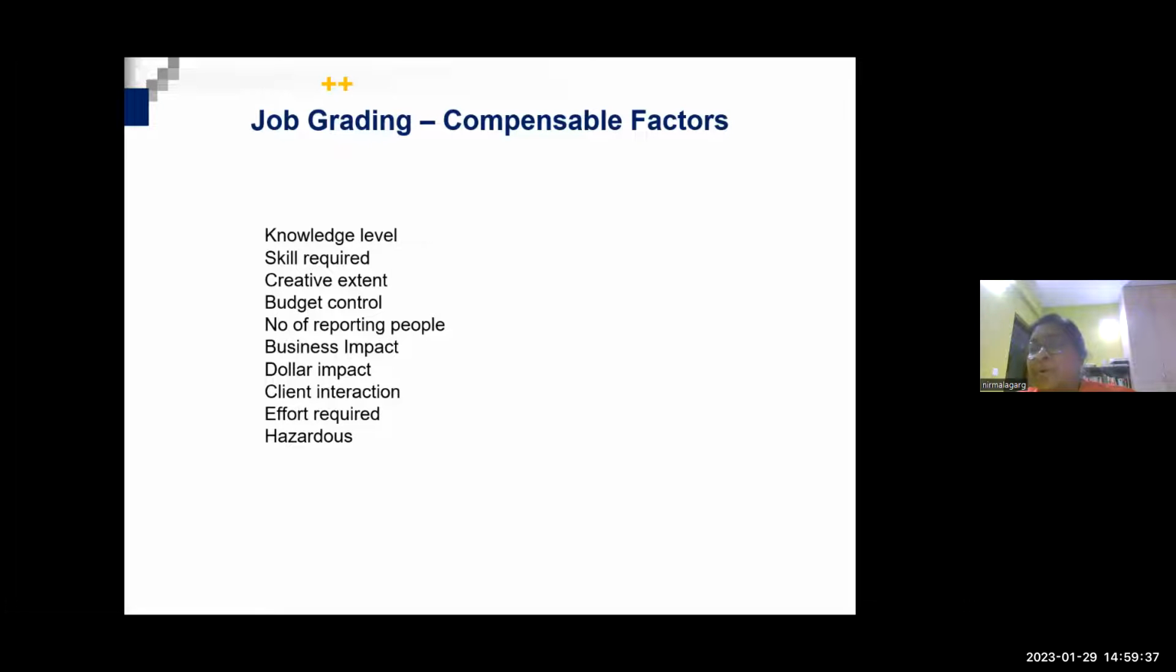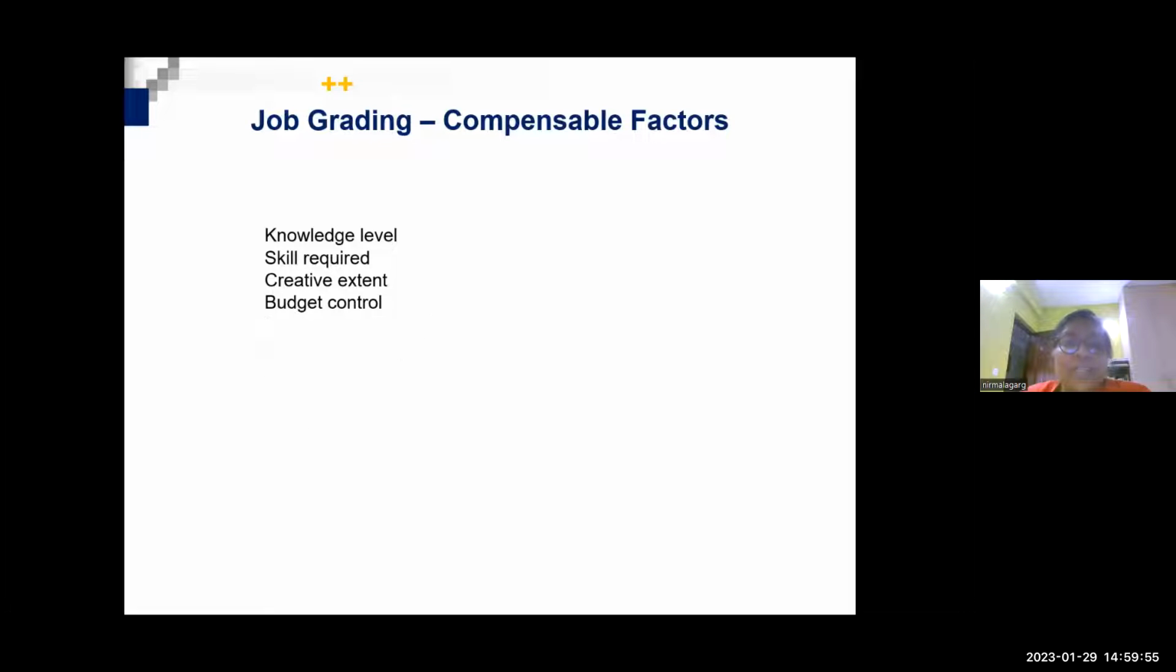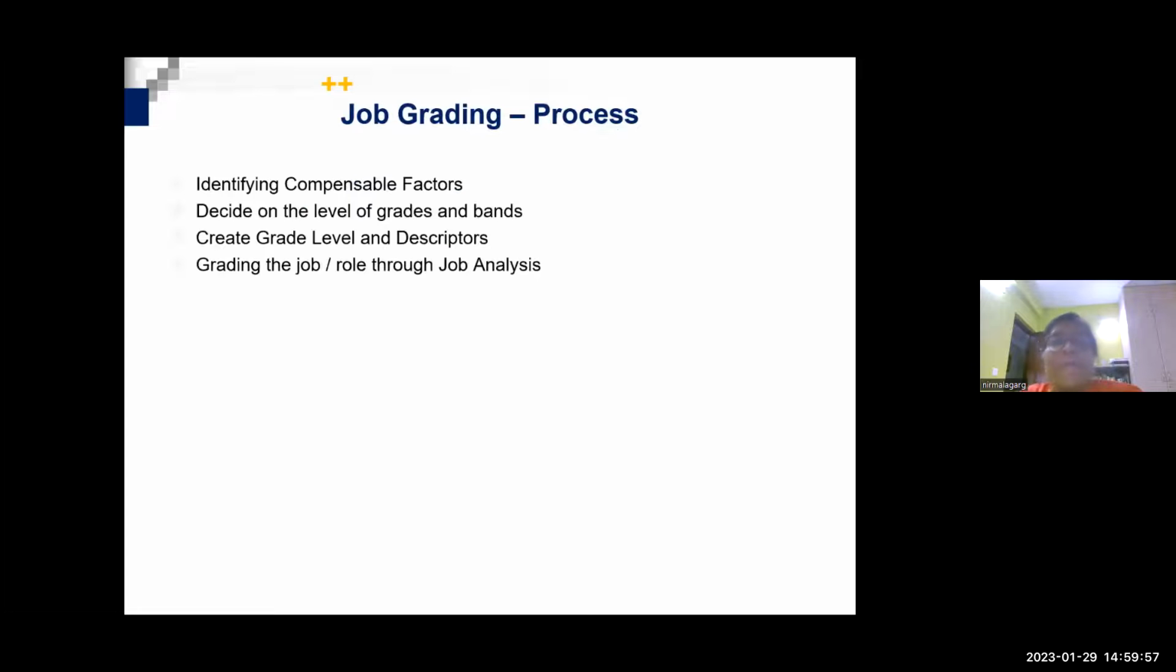So when I say effort, physical effort, mental effort, right? When I say responsibility towards your manpower, towards the material, towards machinery, you agree? Then working conditions. So these are some of the compensable factors. That is step one. Then when we are doing job grading, I decide on the number of grades. And then I start writing descriptors and then analyze or evaluate the jobs.